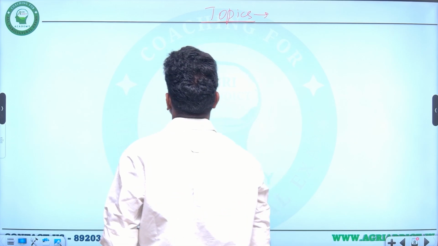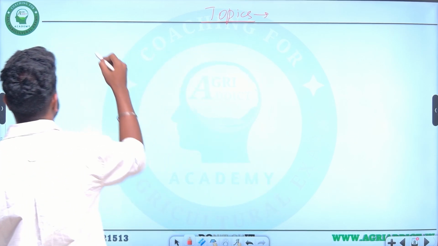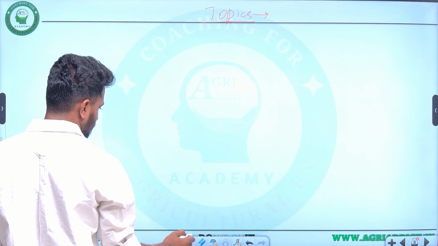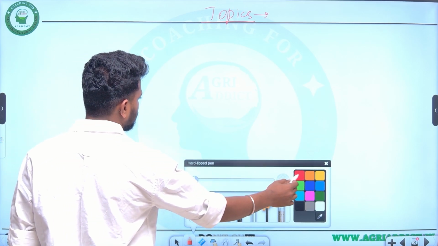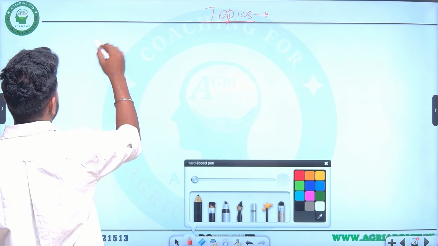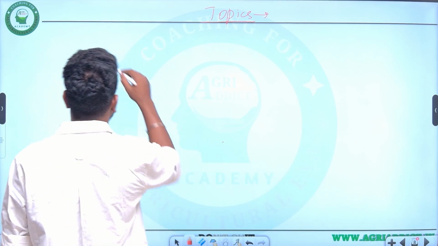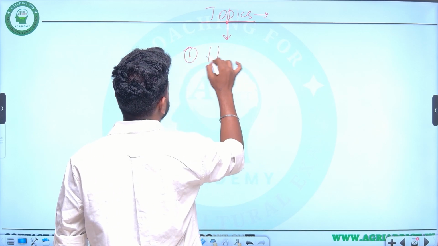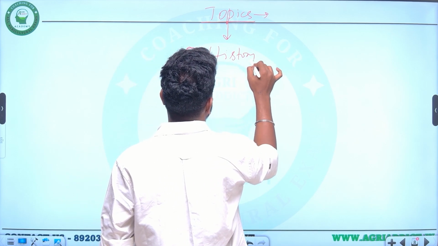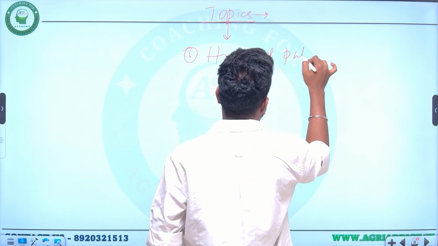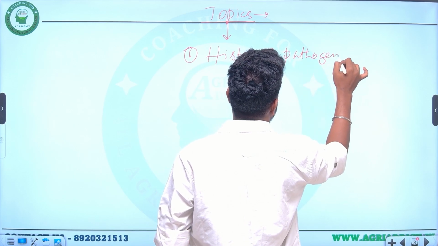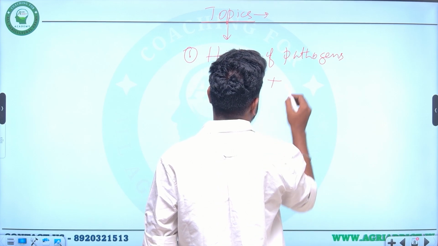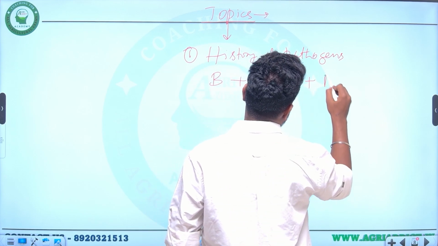Okay, now how to do it? Just for ease and convenience, you can divide it into 4 different parts. First one, start with the history of pathogens. So when I write pathogens, it obviously includes bacteria, virus, plus fungi mainly, plus all other microorganisms.